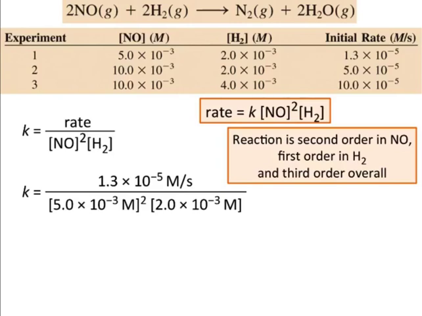Here they chose experiment 1 to plug the numbers in. In theory, if you plug the numbers in for experiment 2 or experiment 3, you should get the same K within some experimental variation. Put this together and you get K.